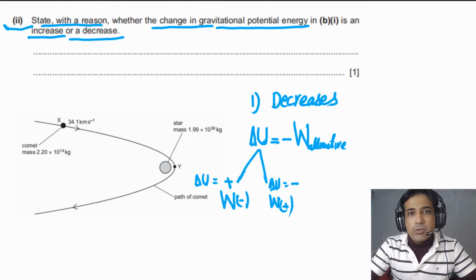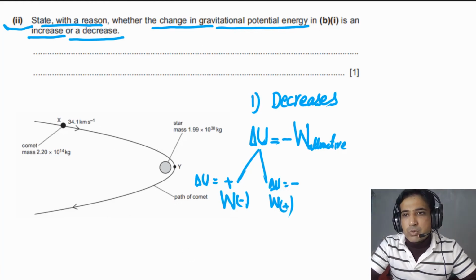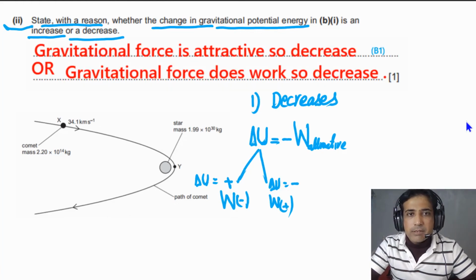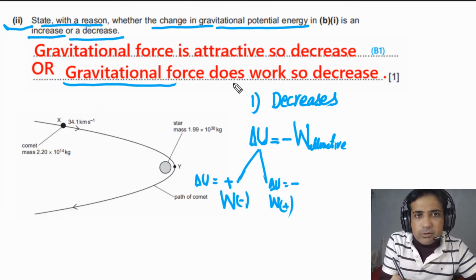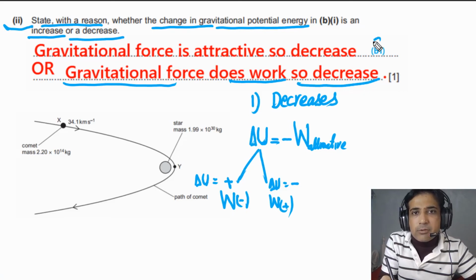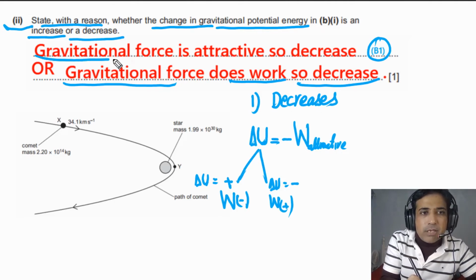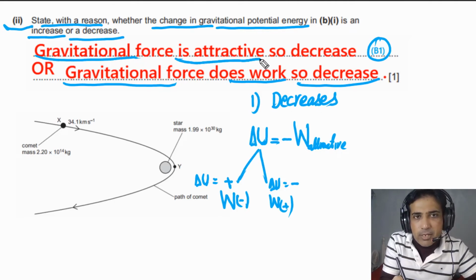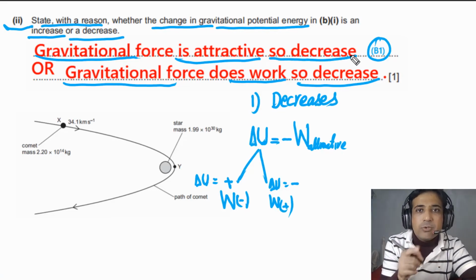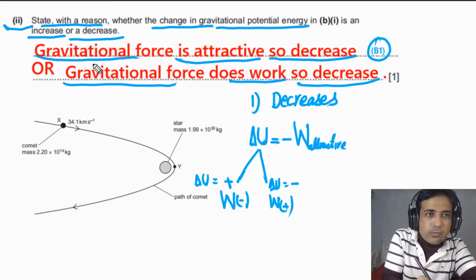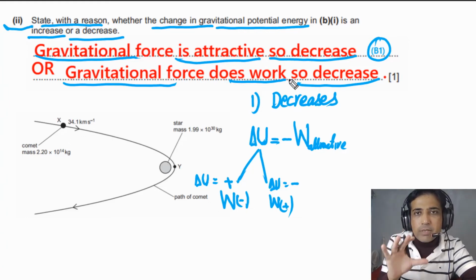This question has only 1 mark. Let me show you how you can write down your answer. You can say gravitational force in this case is doing positive work, so GPE decreases. If you write down this point, you will get 1 mark. Now simply you can say, as gravitational force is an attractive force, so GPE decreases. You will also get 1 mark. If you write down the first or the second reasoning, you will get 1 mark.